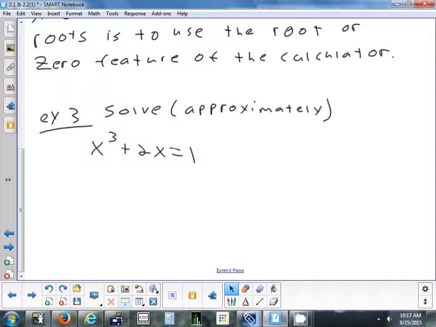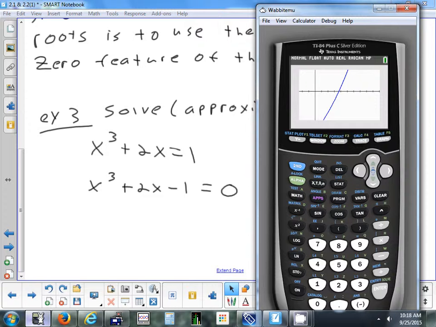All right, so let's try this one. x cubed plus 2x equals 1. Well, first thing we could do, we could treat this just like the other problem we did. We could start by getting it equal to 0. So we have x cubed plus 2x minus 1 equals 0. And we can graph it. And we're going to try to find where it crosses the x-axis.